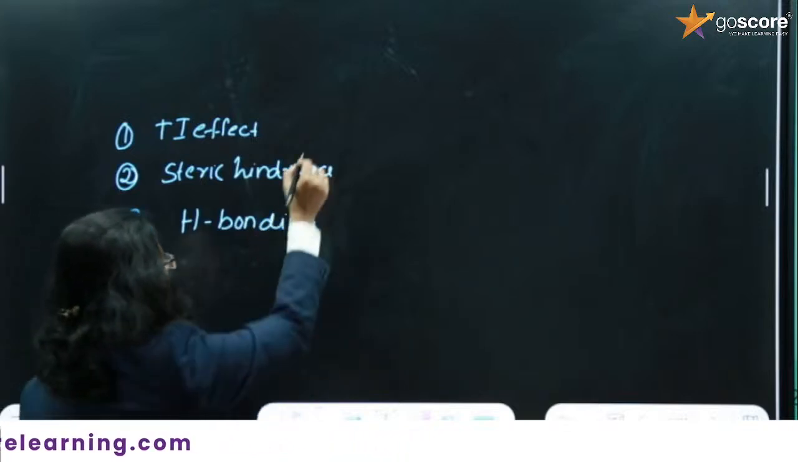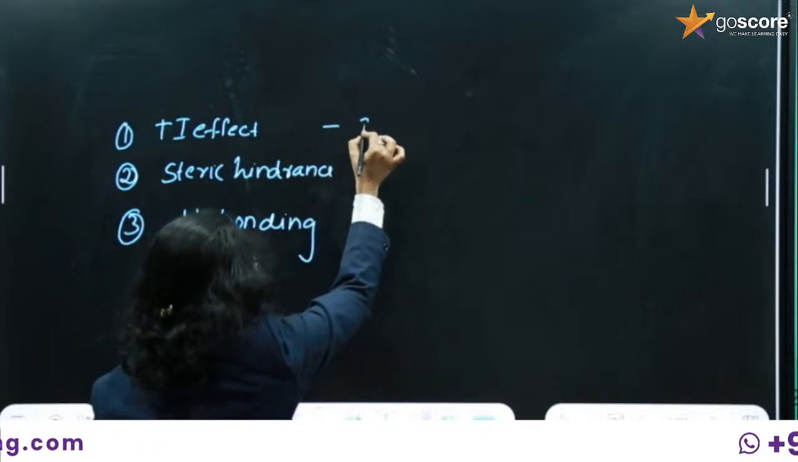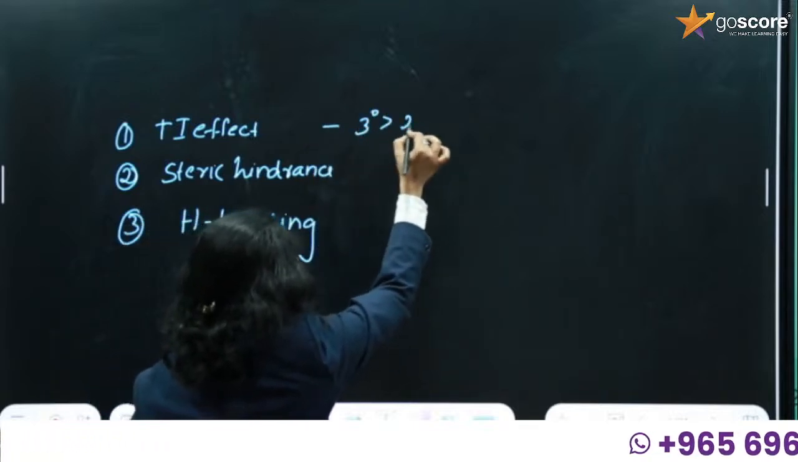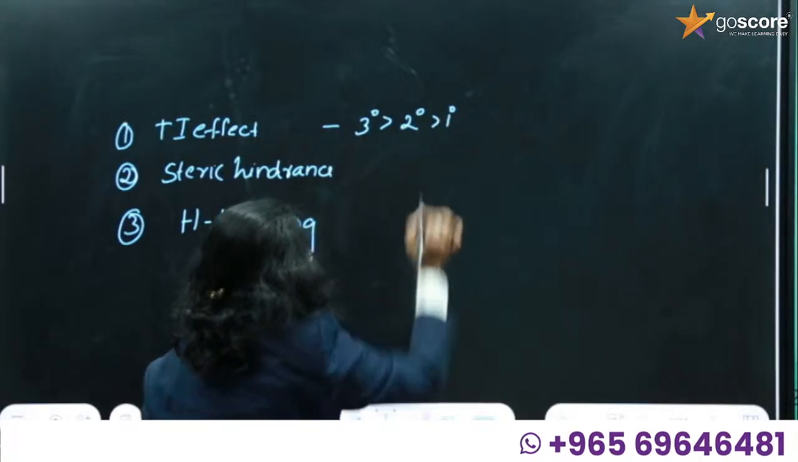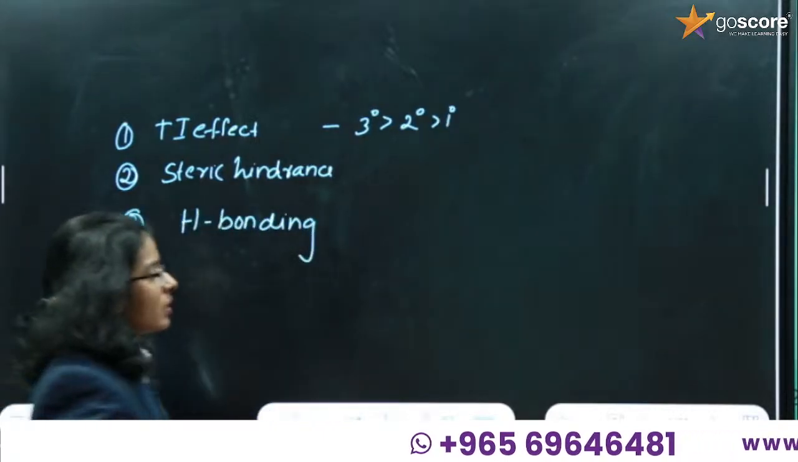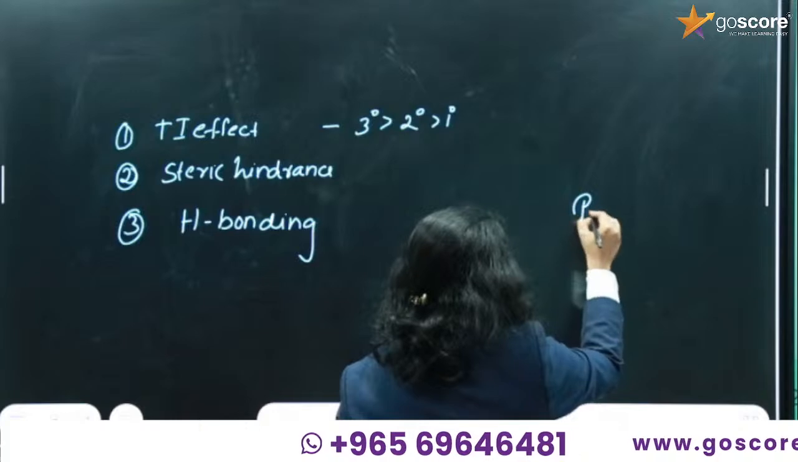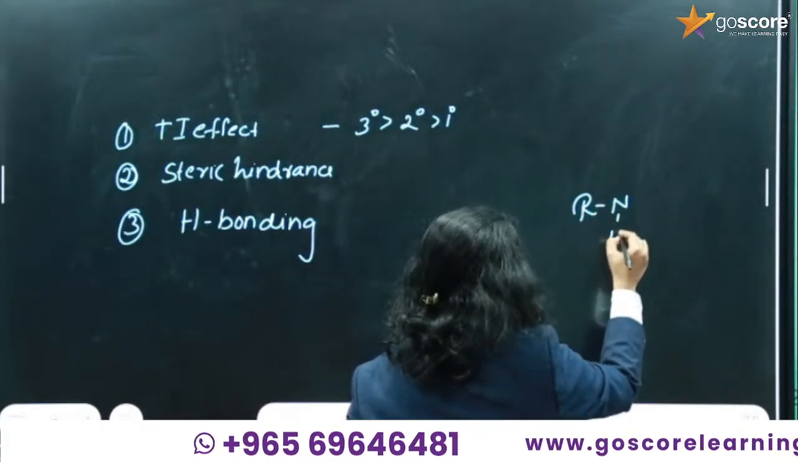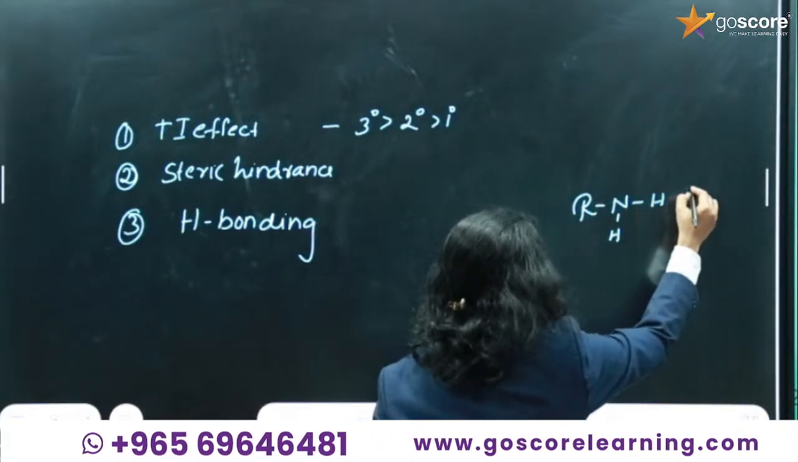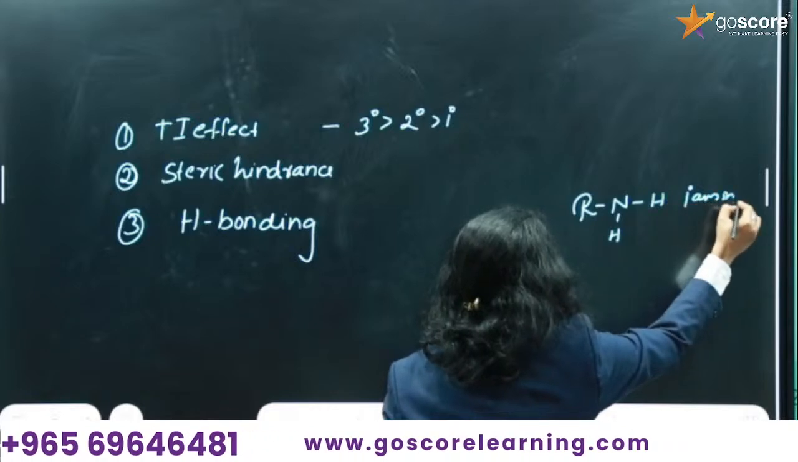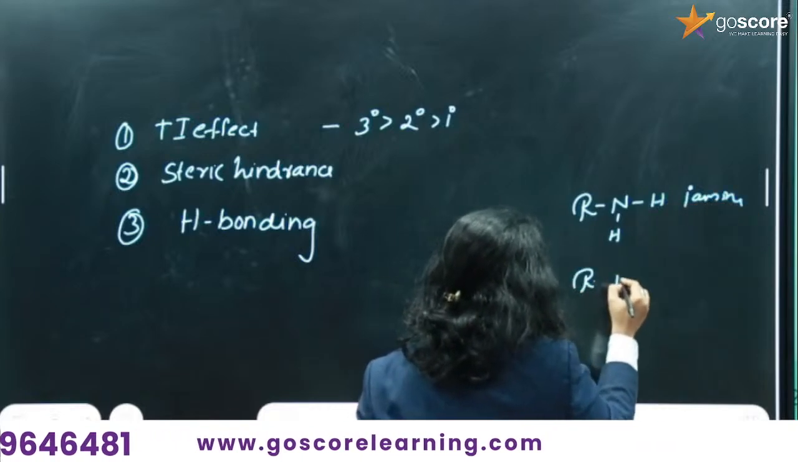So for the plus I effect, we already saw that the order will be tertiary greater than secondary greater than primary. Is it? For this, this is primary amine. This is secondary amine.